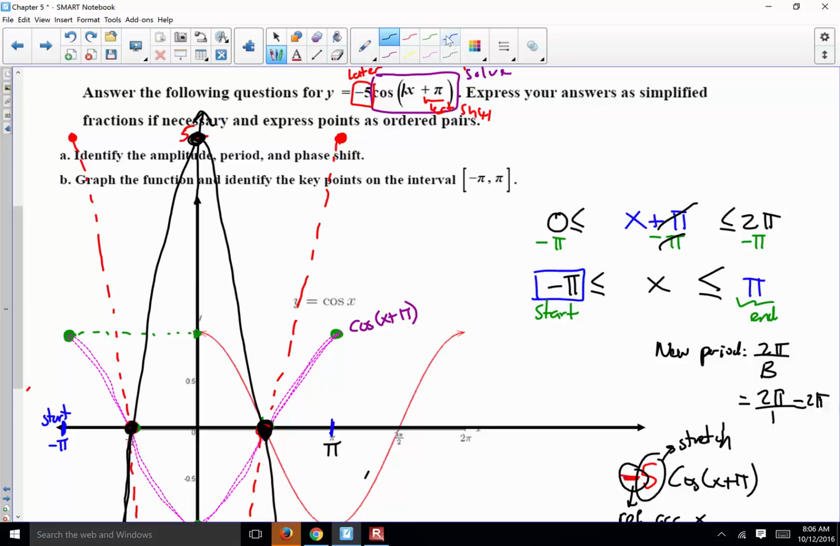Part A, what is the amplitude of this thing? How high is this from the ground? It is 5. What is the period? Did it change? No. How about shift? Did it shift right or left? Yes. How much? Pi units. Okay? It shifted pi left.